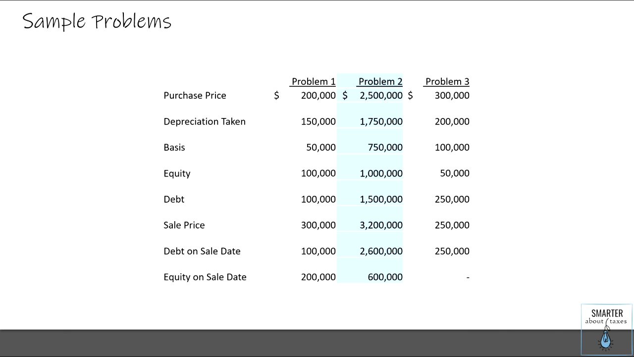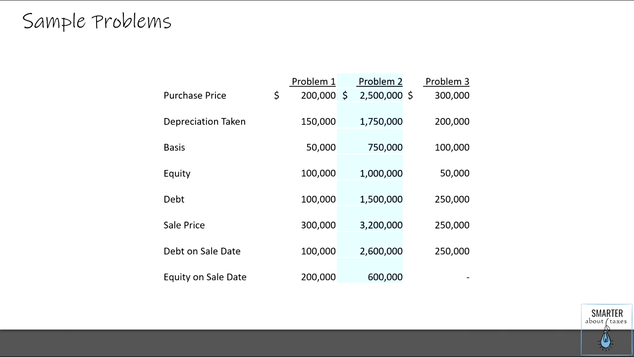But at the sale, in this case, we have debt of $2.6 million. We did a nice, healthy refinance. We owned it for a long time. And our sale price is $3.2 million. So you'll notice sale price is higher than purchase price. So we've made money. Okay, we're selling it for more than we bought it for. But our debt is $2.6 million.